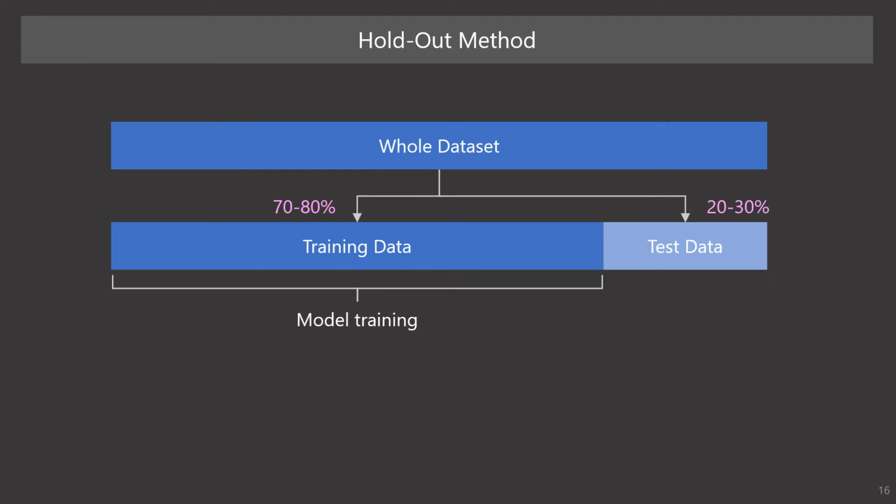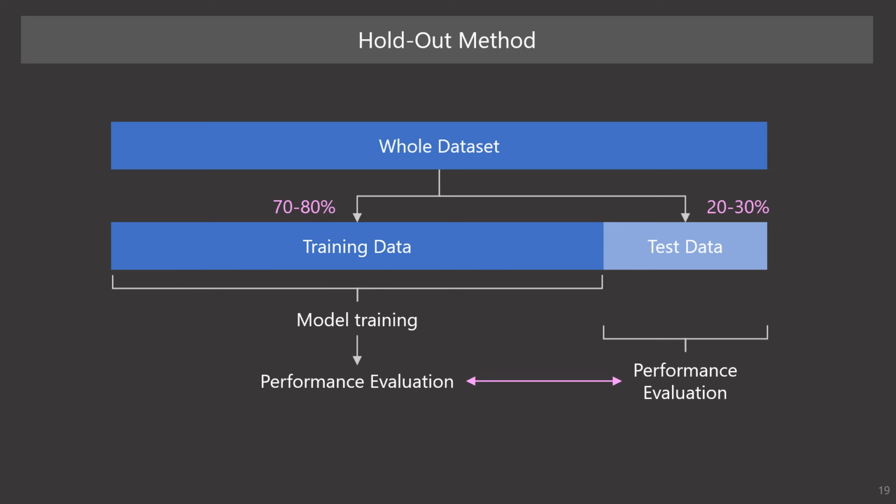Next, we train the model using the training data so that the model learns underlying patterns from the data. After the model training, we evaluate the model's prediction performance. That is, we quantify how accurately the model predicts the outcome for the training dataset. Next, we apply the trained model to the test dataset and evaluate the model's prediction performance. We need to compare the model performance between prediction for training data and that for test data.